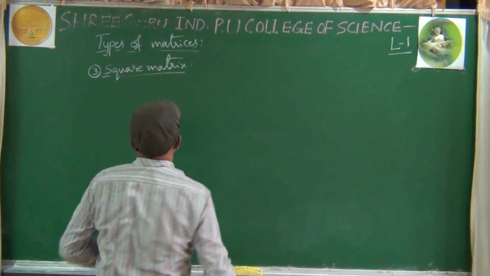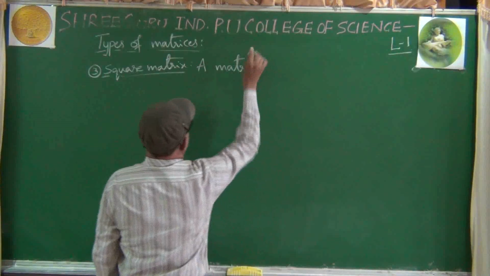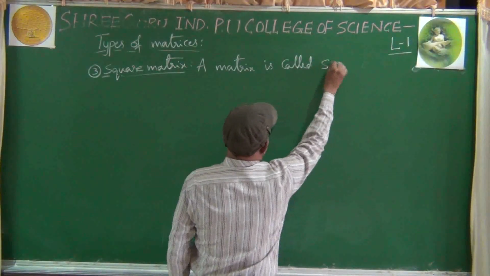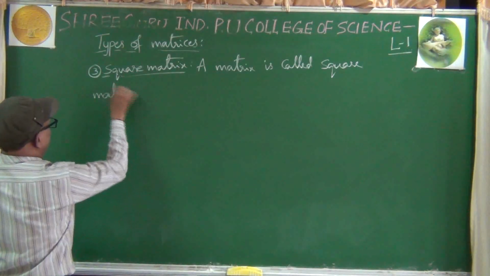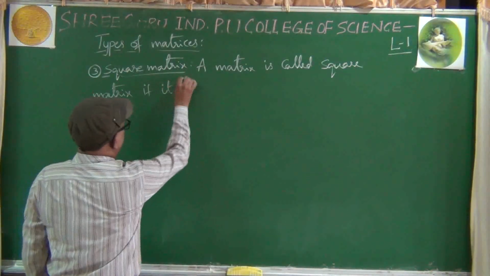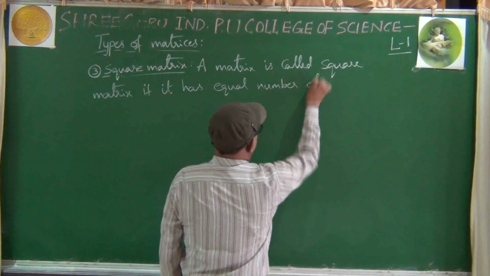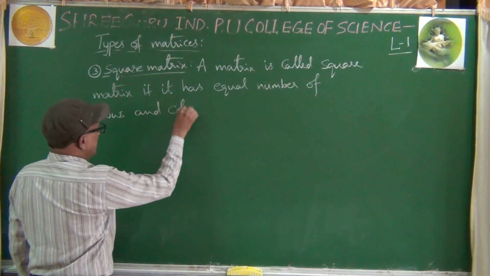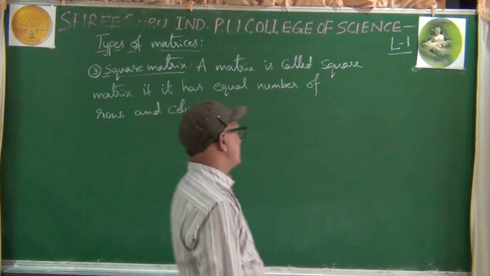Now let us see the definition for this. A matrix is called square matrix if it has equal number of rows and columns.